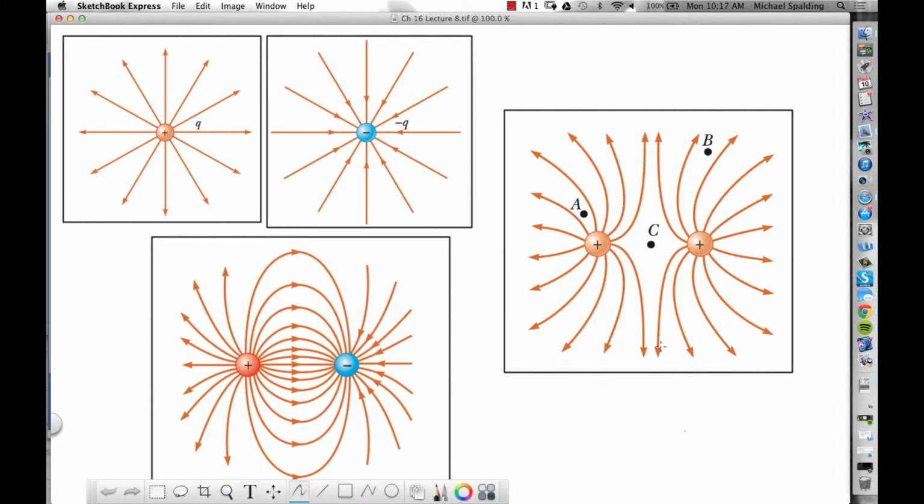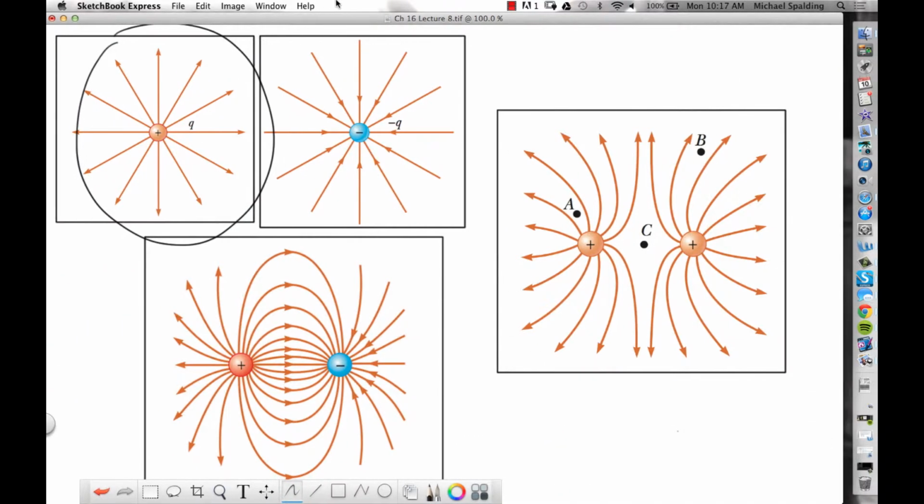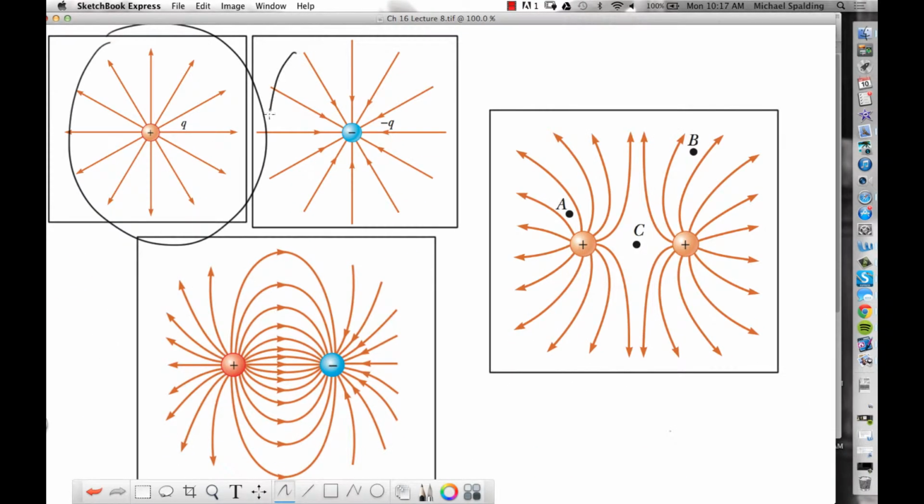All right, so final thing I want to talk about before the quiz tomorrow is electric field lines and equipotential surfaces. You should definitely be familiar with these upper two boxes here. These two diagrams should be super familiar. So look at electric field lines. What they tell us is the direction that a small positive charge wants to move when placed in the field.